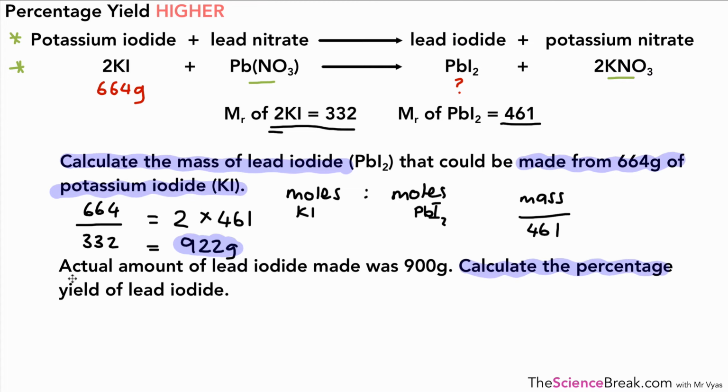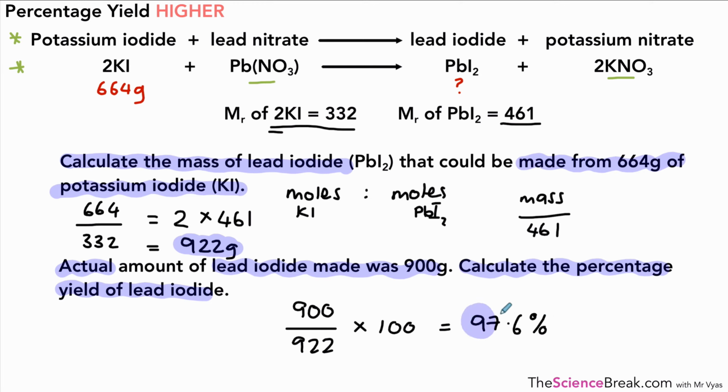The next part of the question says that we actually only got 900 grams. What's the percentage yield? So this is slightly more straightforward now, because we're just doing a simple percent calculation. We got 900 grams, but we expected 922 from our calculation. We just worked that out on our calculator. So 900 over 922 times 100, and that will give us an answer of 97.6%. So that's our final answer there.